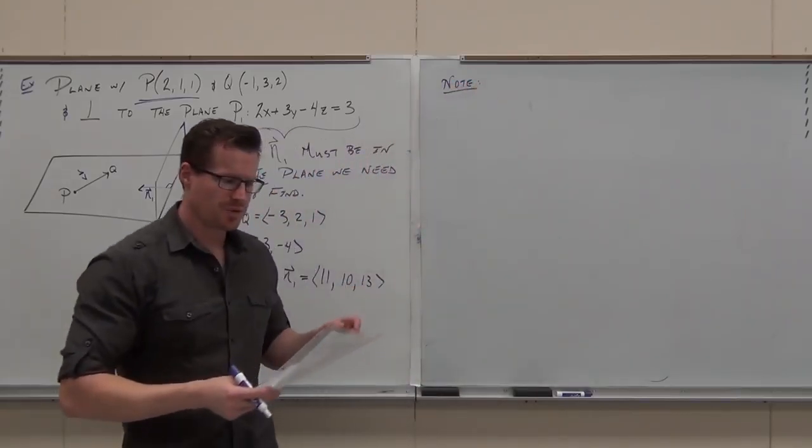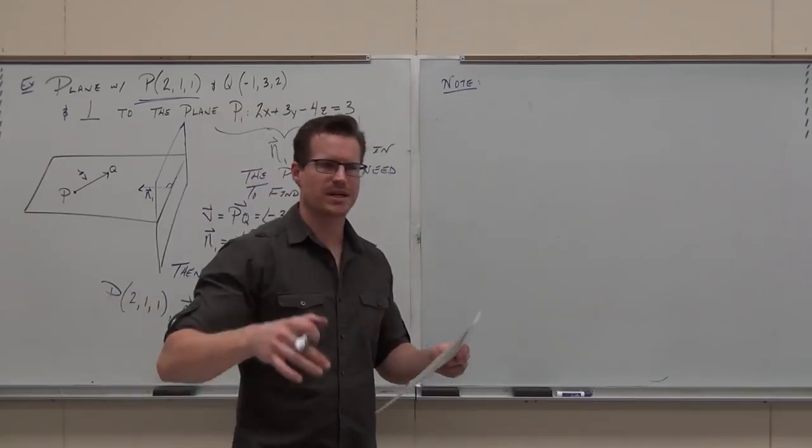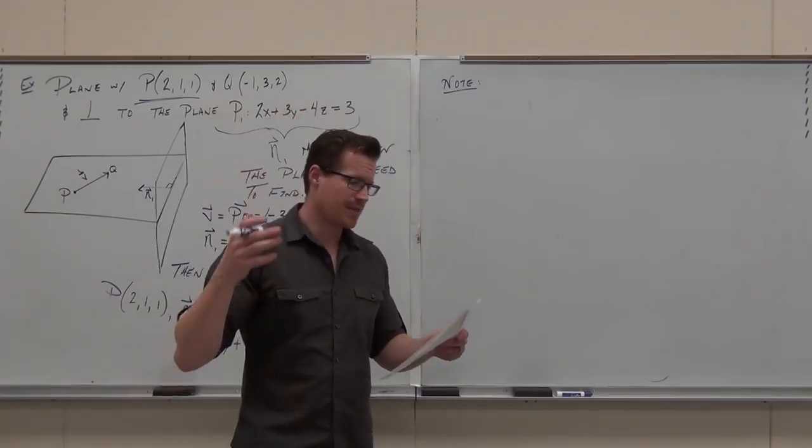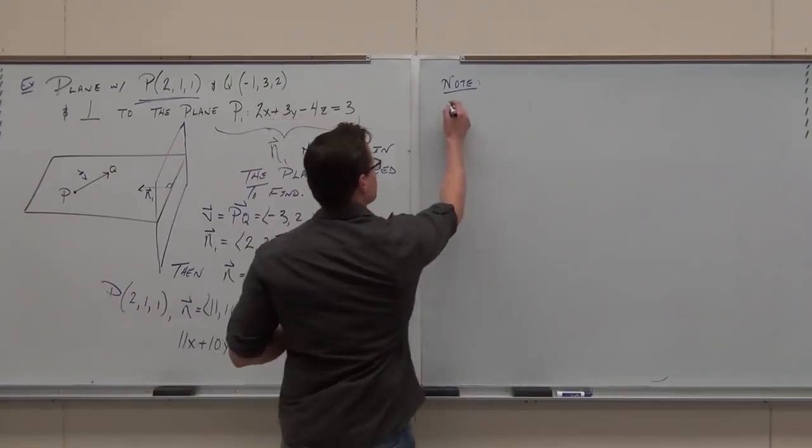So number one, two planes are parallel if their normals are parallel. Two planes are perpendicular if their normals are perpendicular. And the angle between the planes is the angle between the normals.